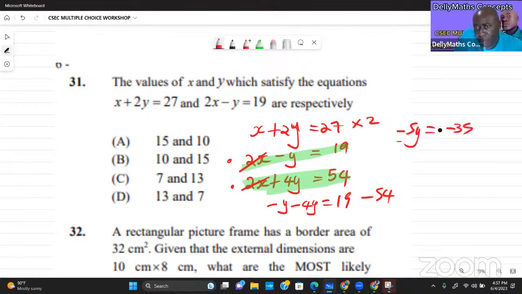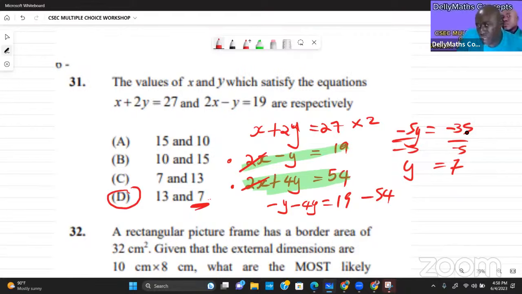And if I divide this by negative 5, it is telling me that y must be 7. So I'm seeing that y must be 7 here. If y must be 7, this is the only response that has y as 7. So 13 and 7. All right, 13 and 7. So y is 7.